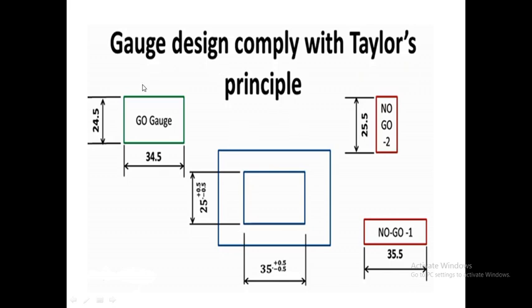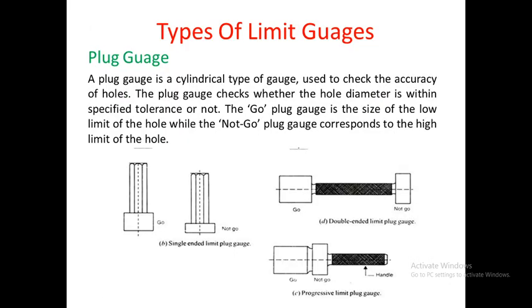So according to this principle, the go gauge will check both the dimensions, that is length and height, in a single pass, whereas the no go gauge will check each individual dimension at a single time. Now let us see different types of gauges. Types of limit gauges. Plug gauge.